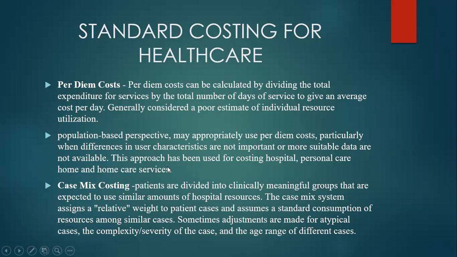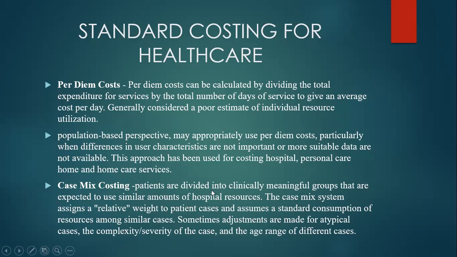You want to know, on average, how much does it cost us to treat our patients? Then you can use what we call the per diem cost to arrive at that figure. But if you want to look at how much it costs us to treat, say, complicated malaria or severe malaria, then you need more information. In that case, you cannot use per diem costing to do it. In that case, you use what we call case mix costing.